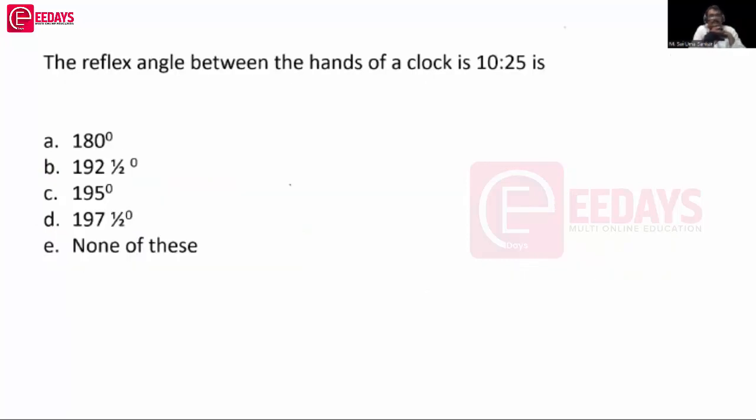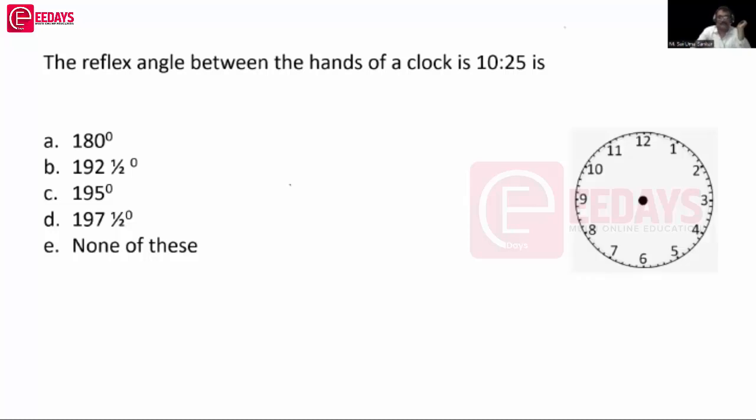Next, the reflex angle between the hands of a clock at 10:25. The minute hand shows this one, and the hour hand is in between 10 and 11. Actually, we need the reflex angle. Reflex angle means this one.